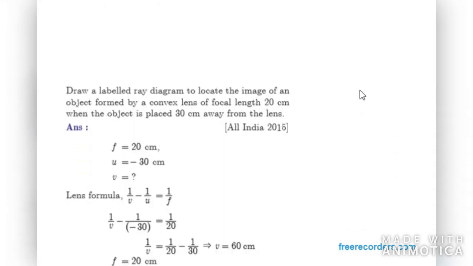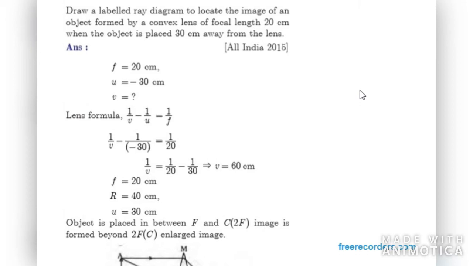Moving on to next, it says draw a labelled diagram to locate the image of an object formed by a convex lens of focal length 20 cm when the object is placed 30 cm away from the lens. So in this case, focal length is given, that is 20 cm. U is given, object placed at 30 cm, that is minus 30, and as you know the lens formula, 1 over V minus 1 over U equals 1 over F. So putting all the values in it, you get your answer as 60 centimeter. That means the image distance is 60 centimeter.